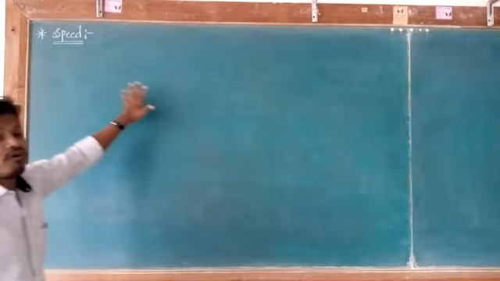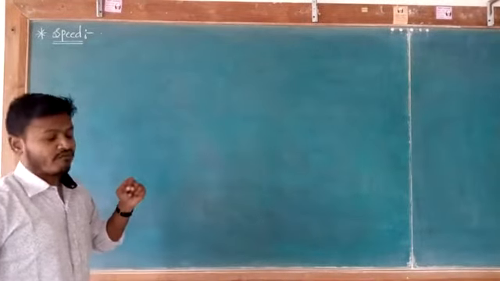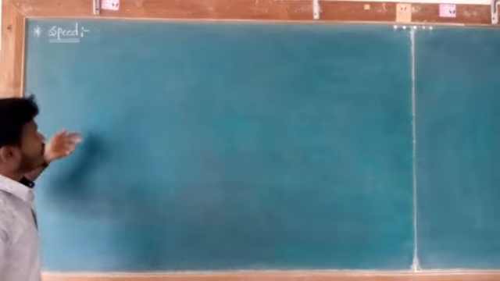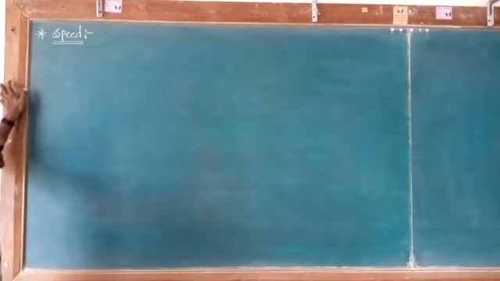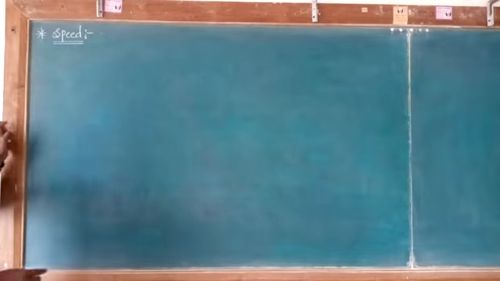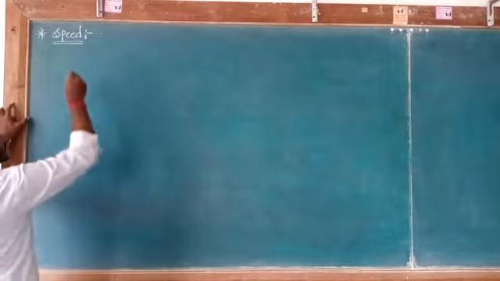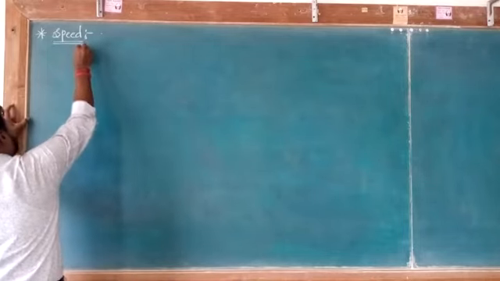From your syllabus point of view, speed means the time rate of change of position of a body. In other words, the rate of change of position of a body is known as the speed of a body. Speed can be understood by the basic definition, distance per unit time. Distance per unit time is the speed.